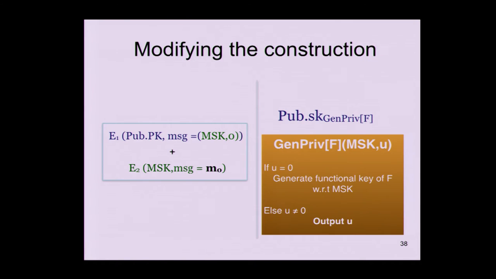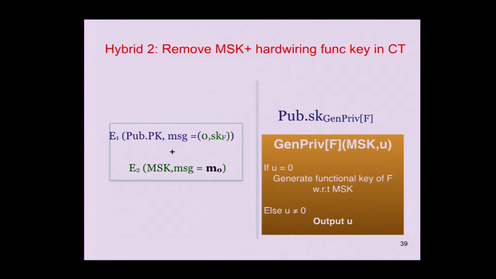Let's try to fix this. In order to fix this, I'm going to introduce an additional slot, which will initially be 0, which will help me hardwire some information of MSK. On one hand, I will remove MSK, but I will hardwire enough information that will help a user recover the value f of m0. So let me go back to the second hybrid. In the second hybrid, instead of just removing MSK, I'm also going to hardwire the secret key corresponding to the function. And I will also change this function to have another branch. So if you just evaluate this function on this ciphertext, you're going to get f of m0 as desired.